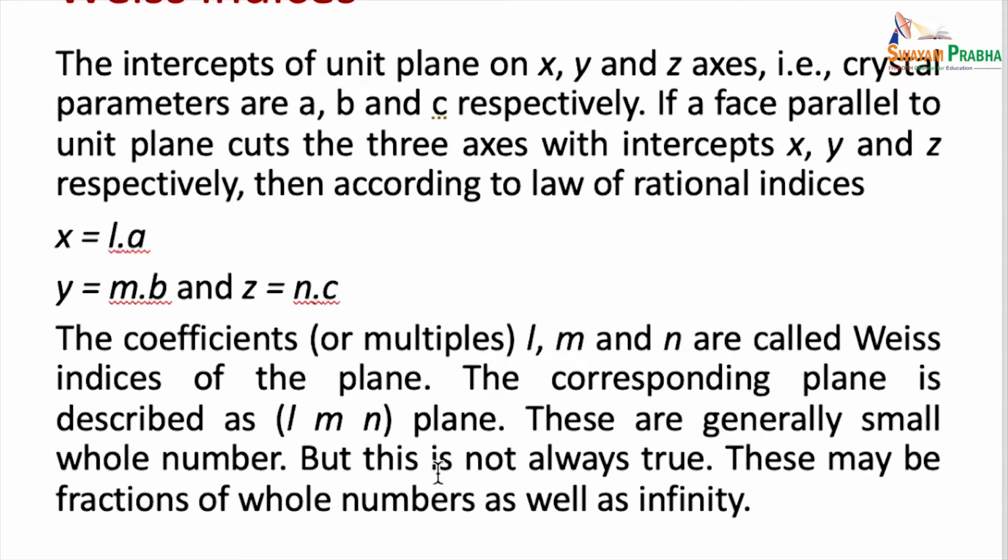These are generally small whole numbers, but this is not always true. There may be fractions of whole numbers as well as infinity when you express a plane. I'm repeating, you have a unit plane which cuts the x, y, and z axes. The intercepts are a, b, and c respectively. Now, if that is true, then your intercept x can be written as x is equal to la, y is equal to mb, and z is equal to nc, where l, m, and n are the Weiss indices. These are small whole numbers which are used to express a plane.